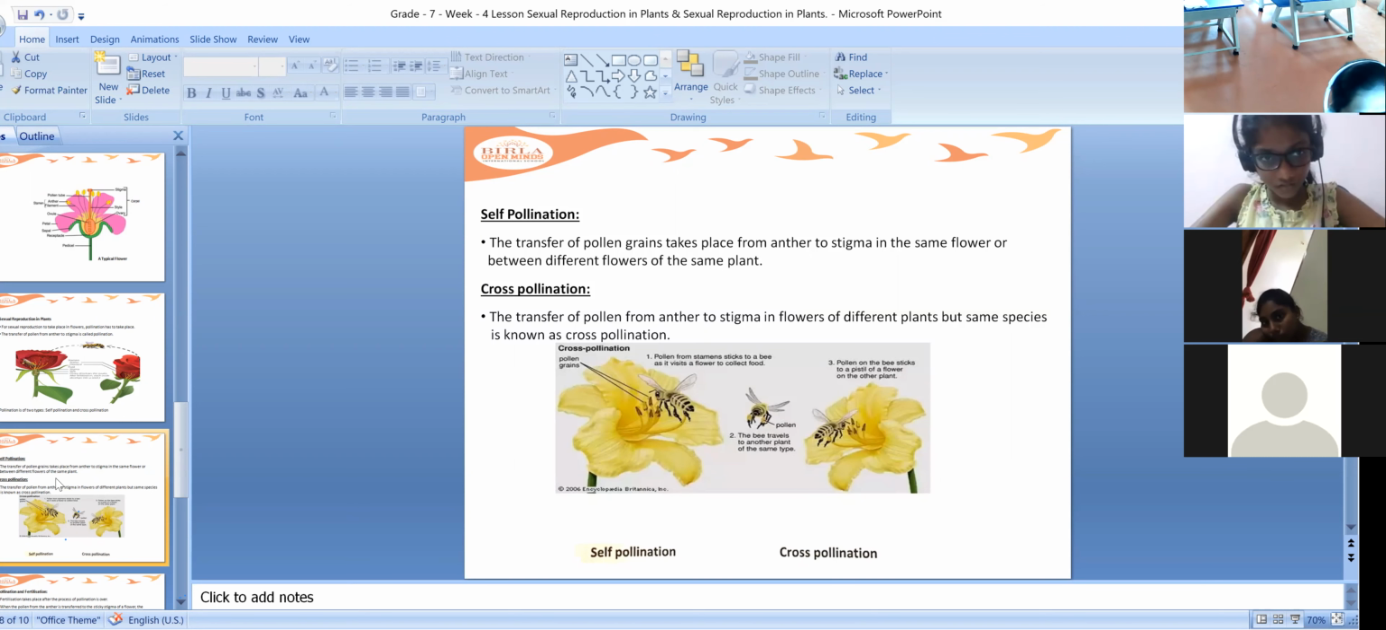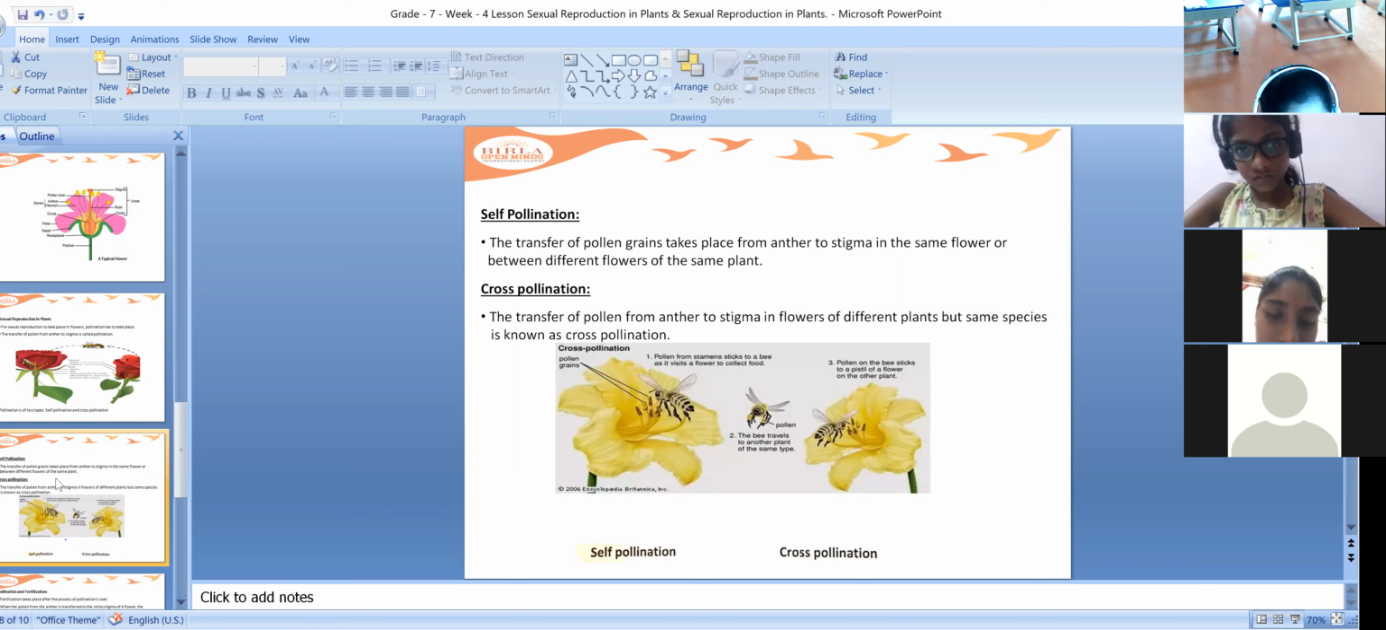Okay. Now, it doesn't take place in different flowers, but it can take place in different flowers of the same plant. They must be of the same plant. Different flowers, but of the same kind. Flowers are different, on the same plant. They can be at separate distances, but the same kind of flowers.